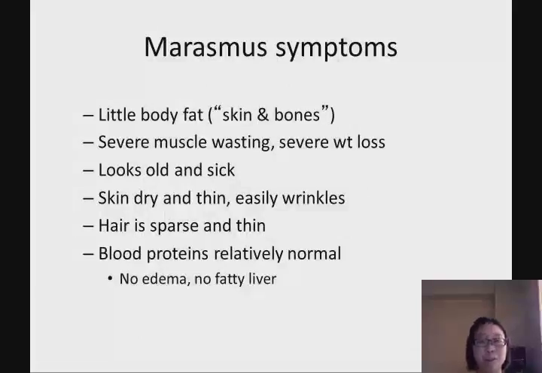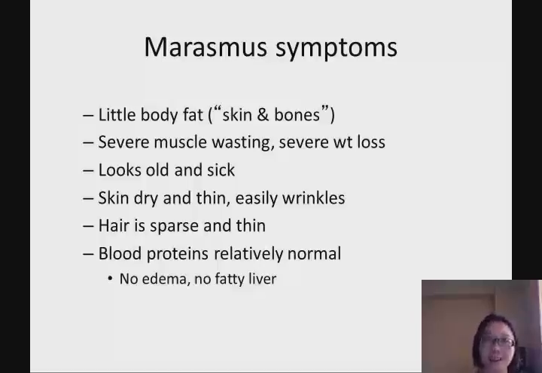So what are those marasmus symptoms? First one, they have little body fat store. Again, because muscle is used, those proteins are used to make glucose, to make energy. That's why they don't have an extra amount of protein to store in the body, because they have severe energy deprivation. They have severe muscle wasting, severe weight reduction.